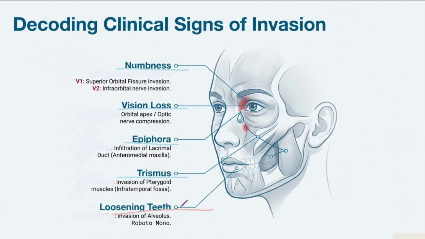What about trismus? That's lockjaw, isn't it? Yes. If the patient can't open their mouth properly, it means the tumor has broken out the back of the sinus and has invaded the pterygoid muscles, the muscles you use to chew. And epiphora, watery eyes. That tells you the tumor is blocking the drain pipe, the nasolacrimal duct. If it's blocked, your tears can't drain, so they just spill over your cheek.